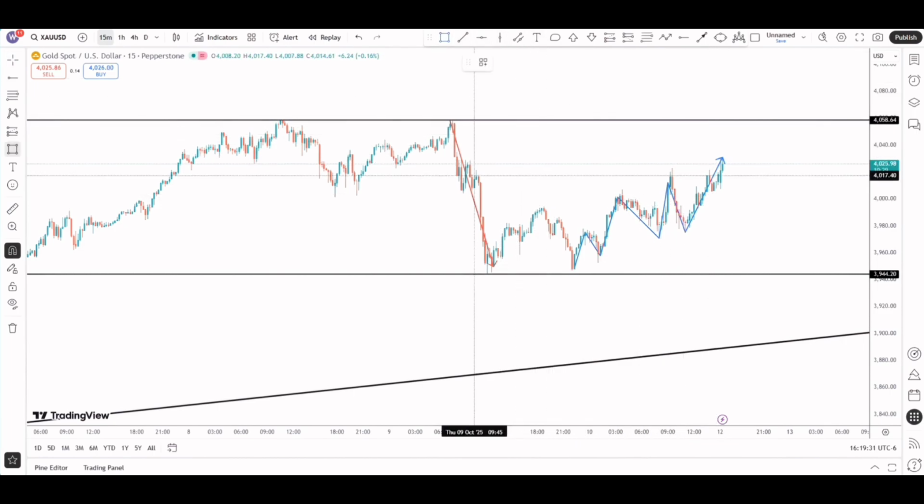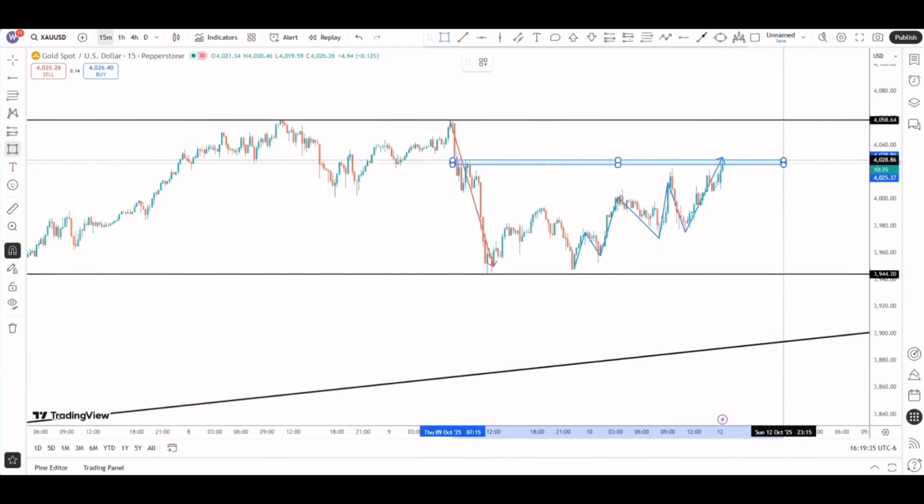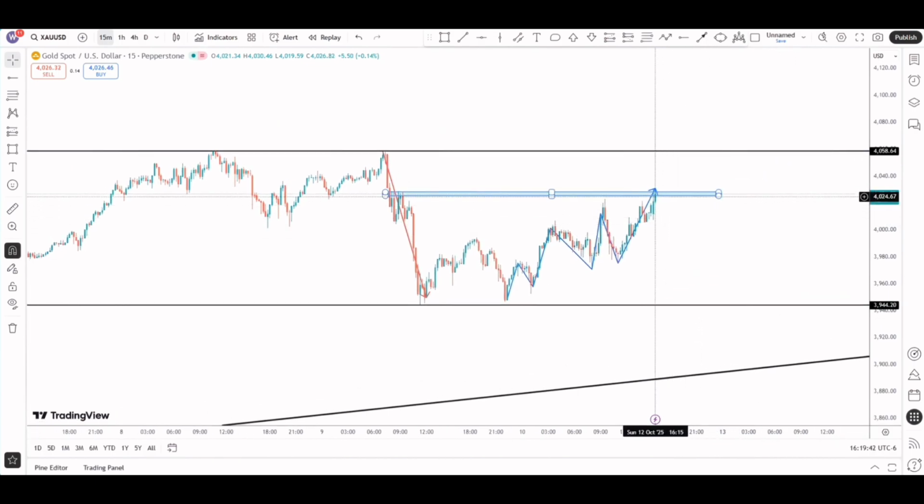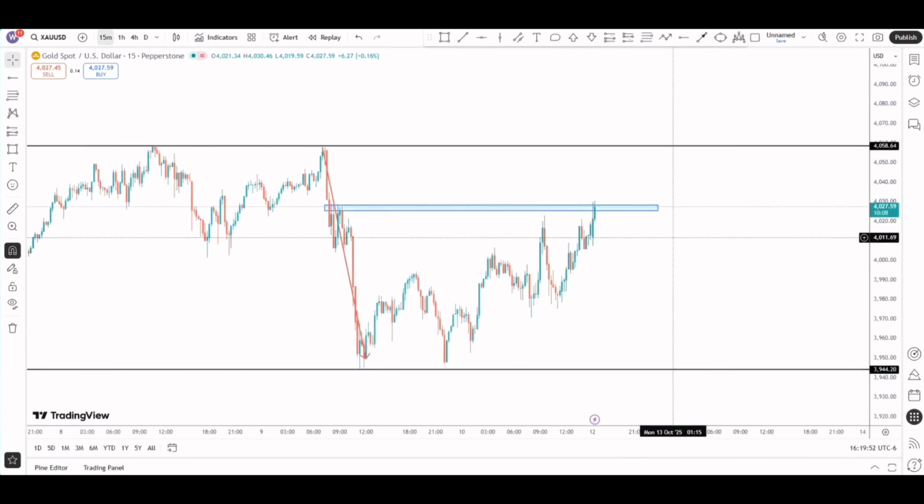Now there's a certain resistance level that we need to point out, and we'll just be looking for price to break out of that zone there. That's around the 40.27 zone. So currently price has got into that level, and I'll be looking to see if price breaks this zone here and continues to the upside, where we can potentially take some trades from.